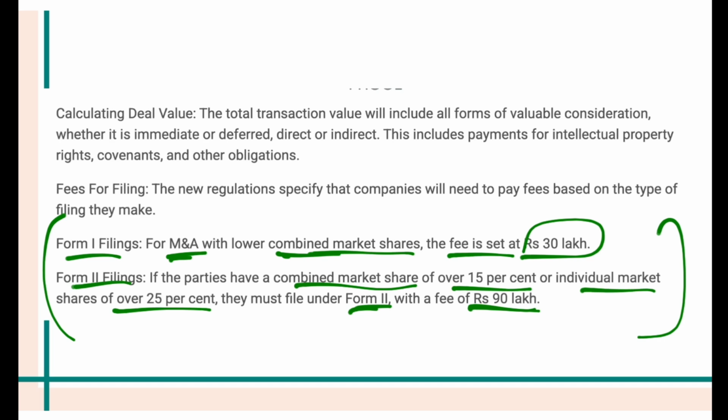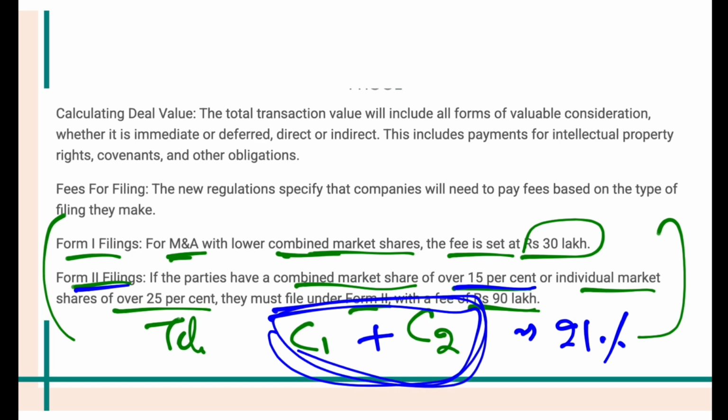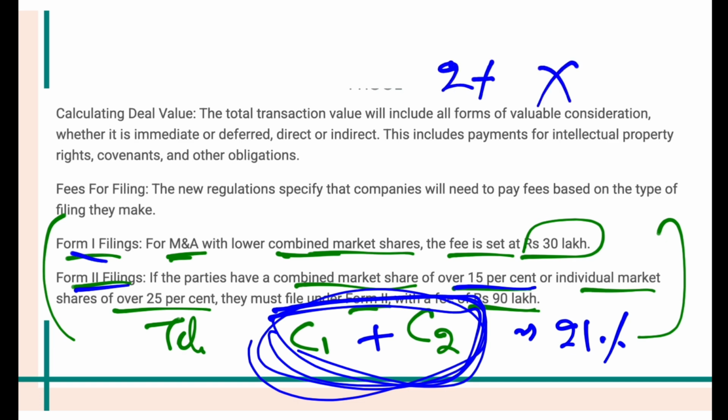What is the meaning of all this? Let's say there is company 1 and company 2. Let's say both are telecom companies. Now company 1 is acquiring company 2 and the joint entity will have a market share of more than 15%. So let's say the market share is 21%. Then they have to fill Form 2. But if the market share is very low, even after combining both companies, let's say only 2%, then Form 1 is enough. They have to pay only 30 lakh rupees.